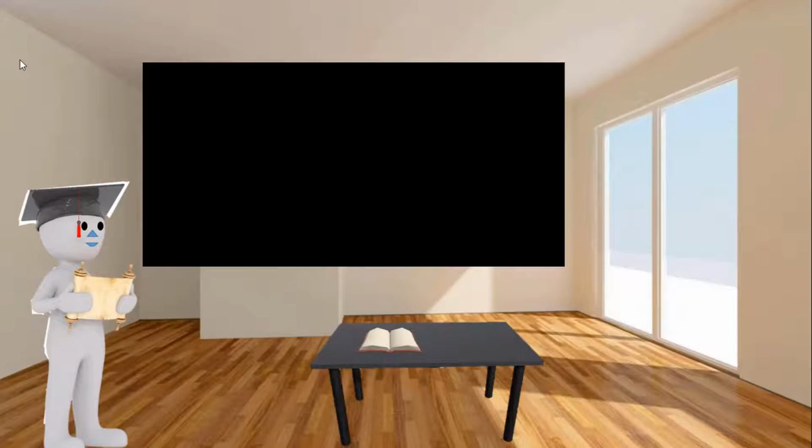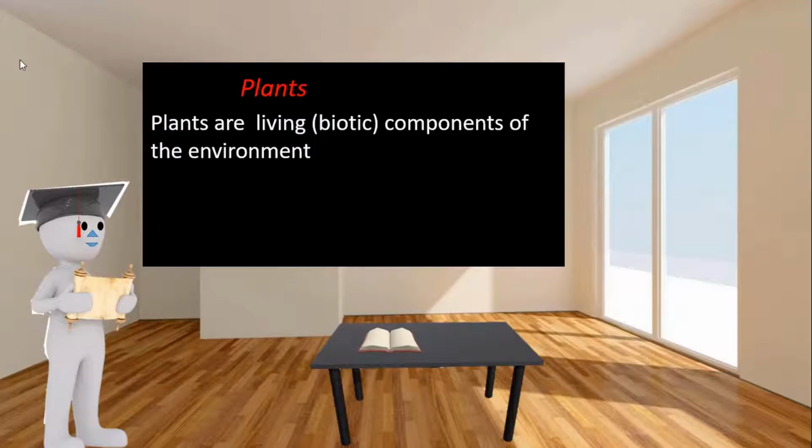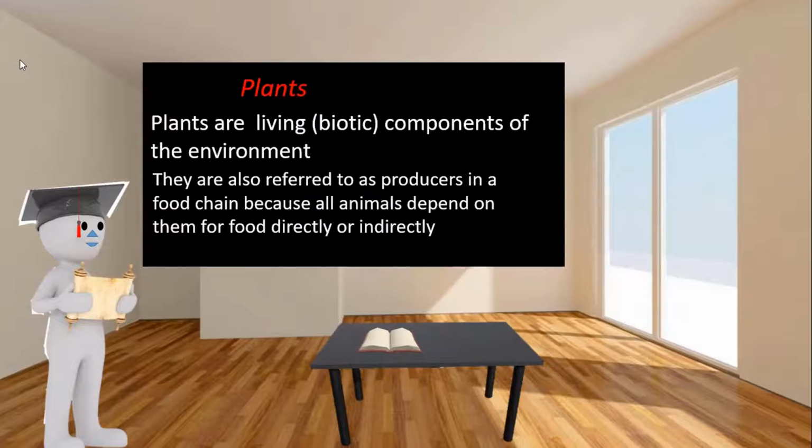And here is a science lesson on Plants. Plants are living or biotic components of the environment, meaning that plants are living things, as are animals. They are also referred to as producers in a food chain because all animals depend on them for food either directly or indirectly.